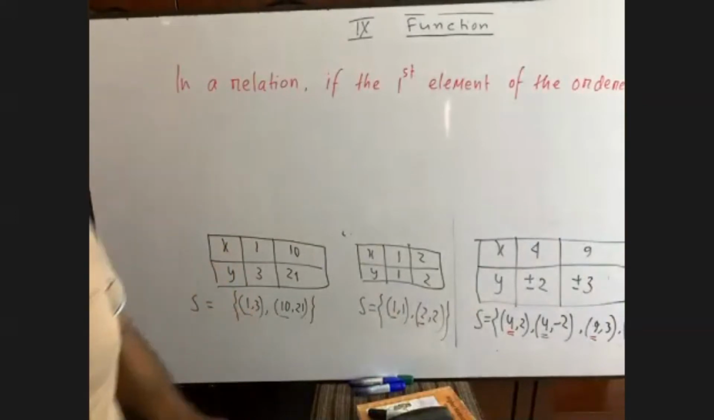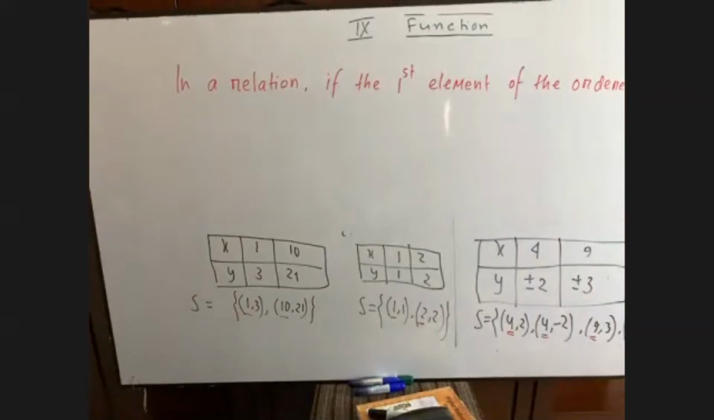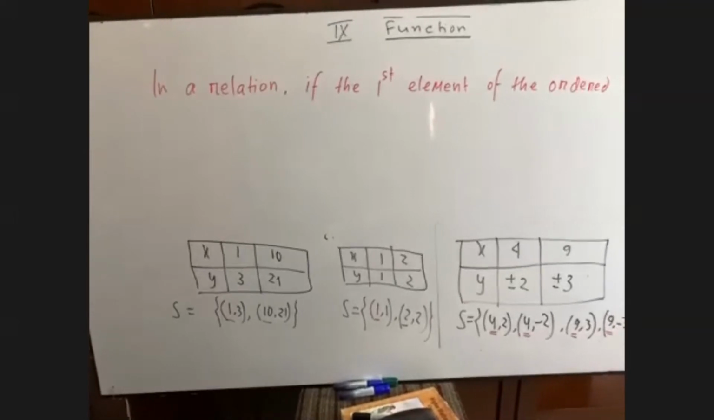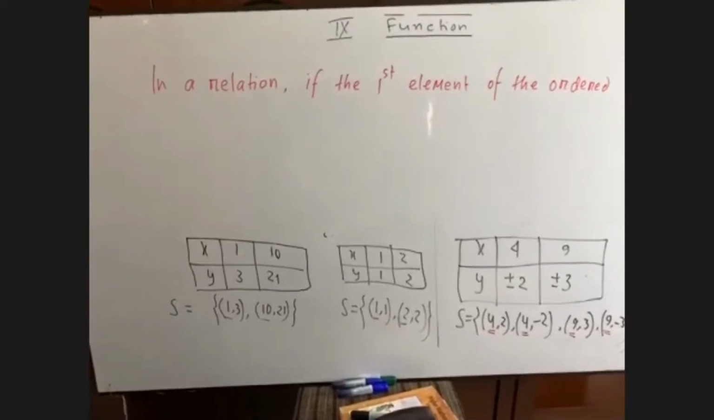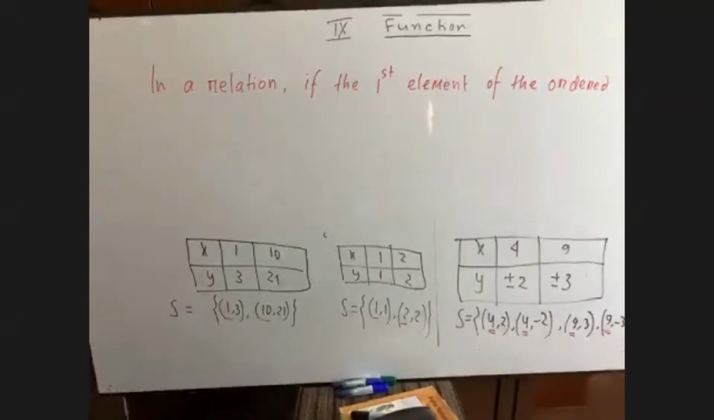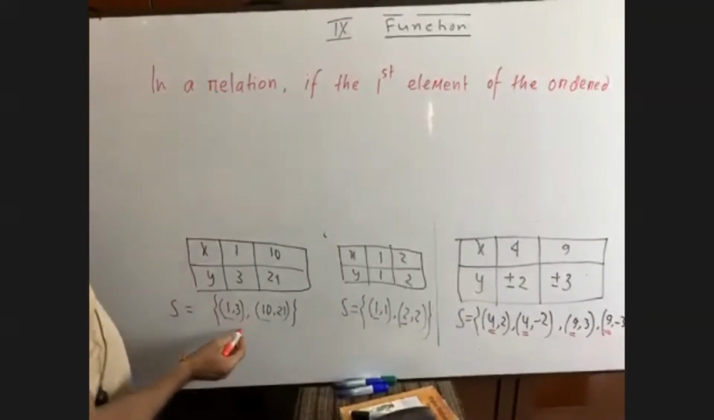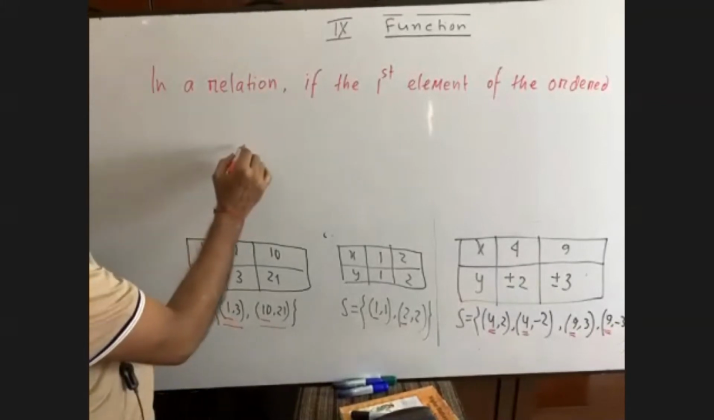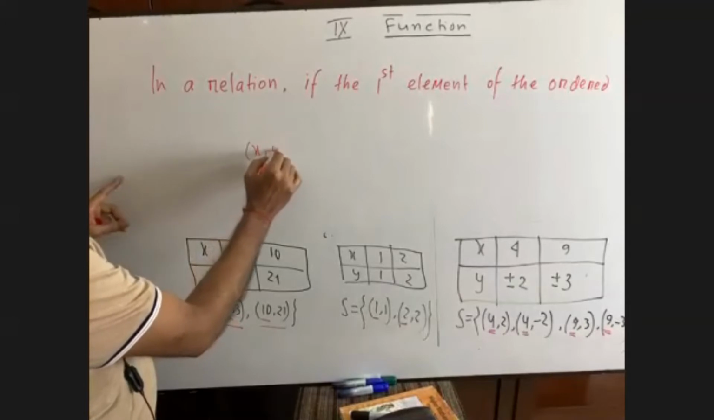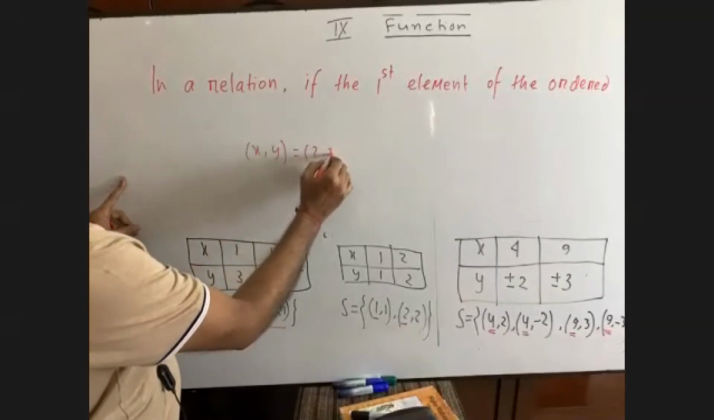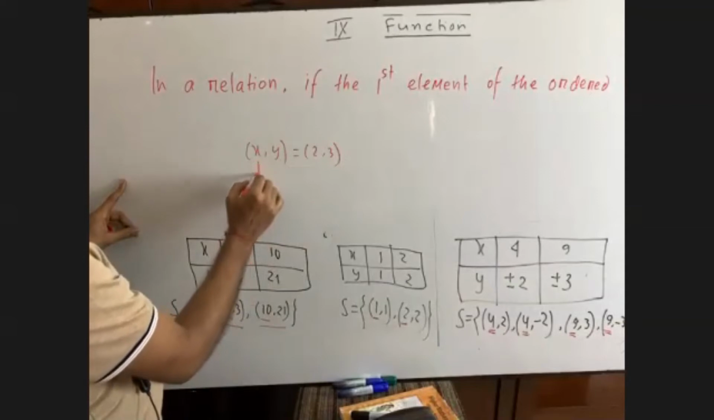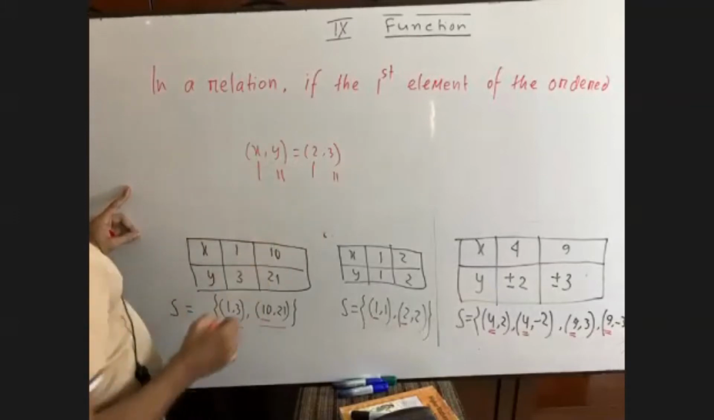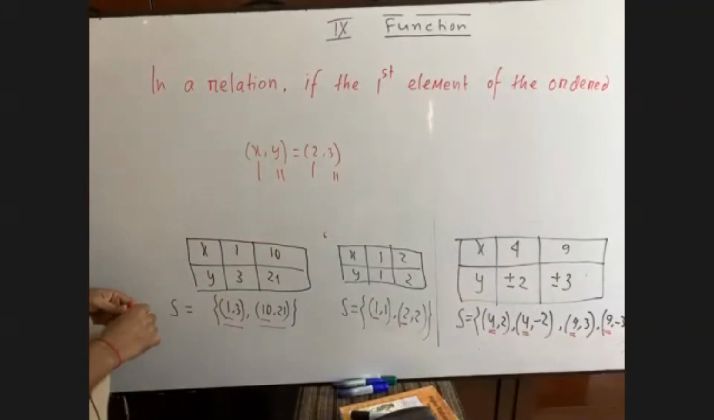Ordered pair means these are the ordered pairs where x and y. Suppose x equals 2, y equals 3. We can write x comma y equals 2 comma 3. This is the first one, this is the second one. This is called an ordered pair.